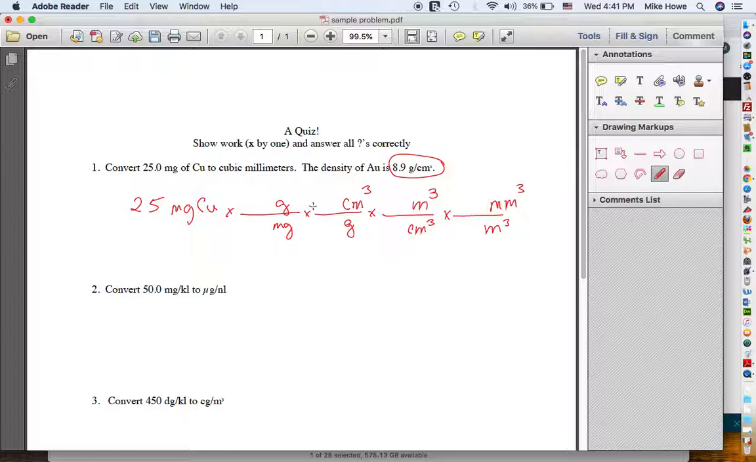Now we're going to go back and put the numbers in. You can see the milligrams will have canceled, grams will have canceled, cubic centimeters canceled, cubic meters cancel. We end up with cubic millimeters. Which is bigger, a gram or a milligram? So grams are bigger. Which is bigger? Oh, this one is not a big or smaller. You just go with the number they gave you. So you know that there are 8.9 grams equal to 1 cubic centimeter. Then we know that a cubic meter is 1,000,000 cubic centimeters.